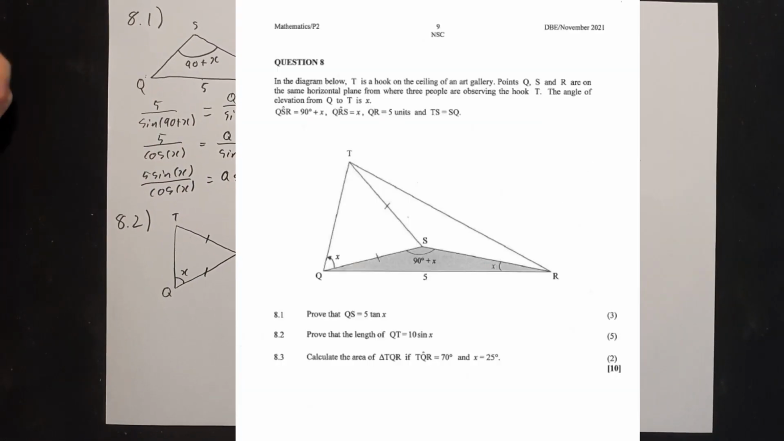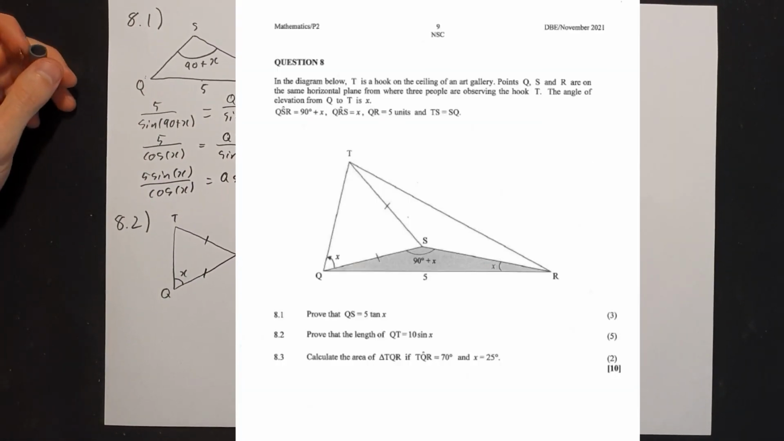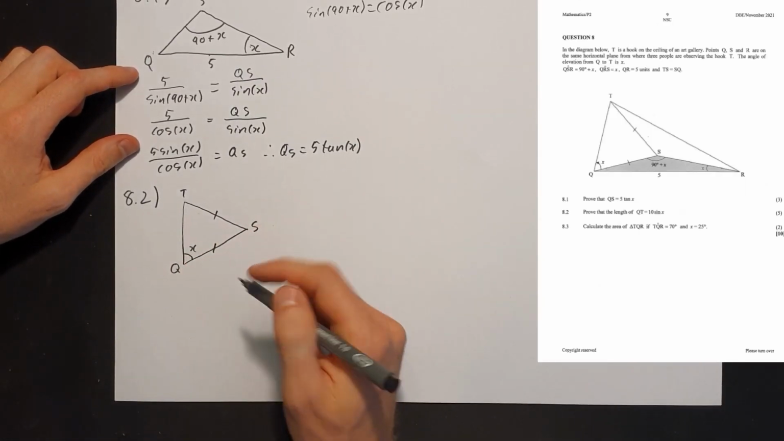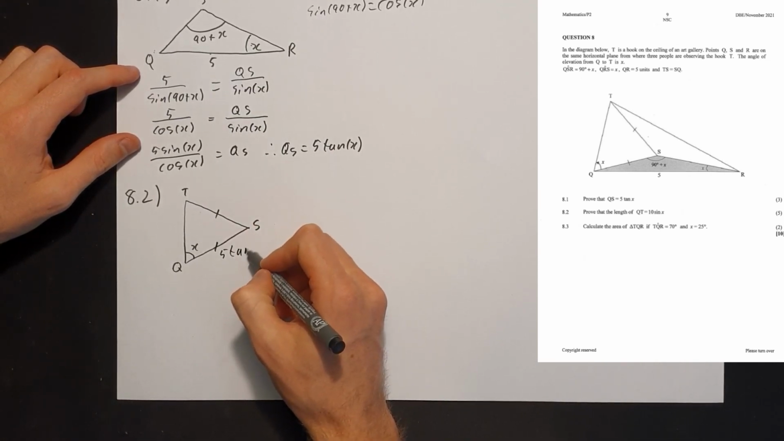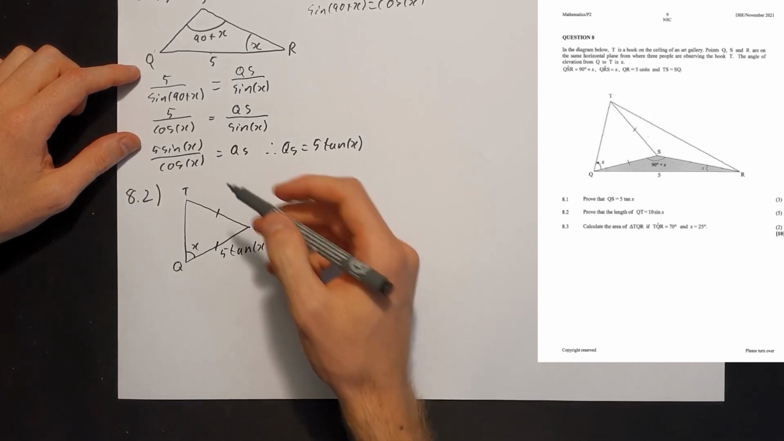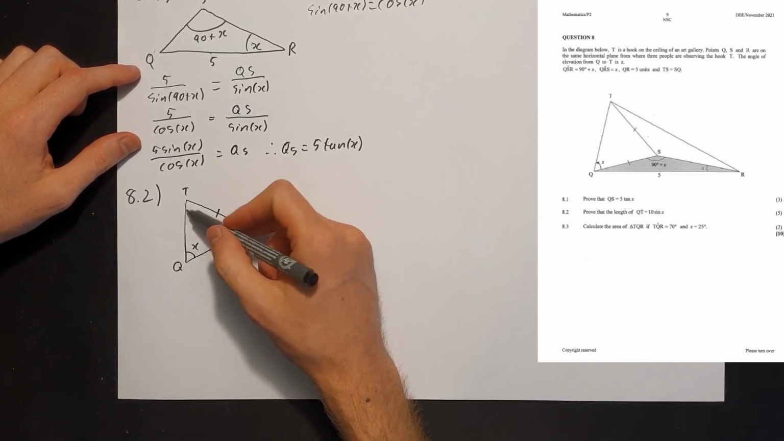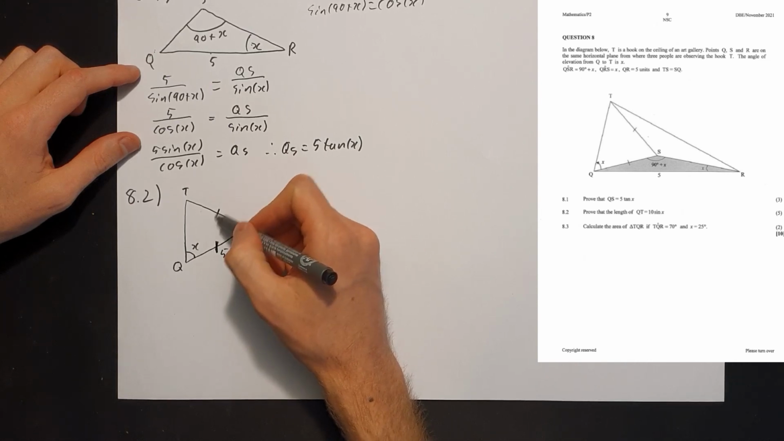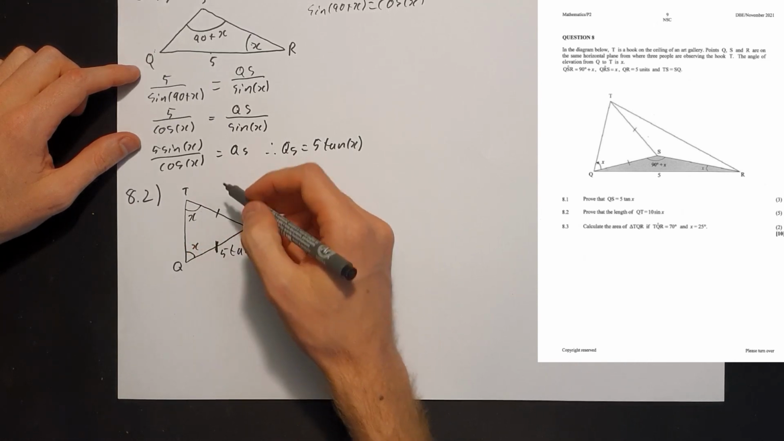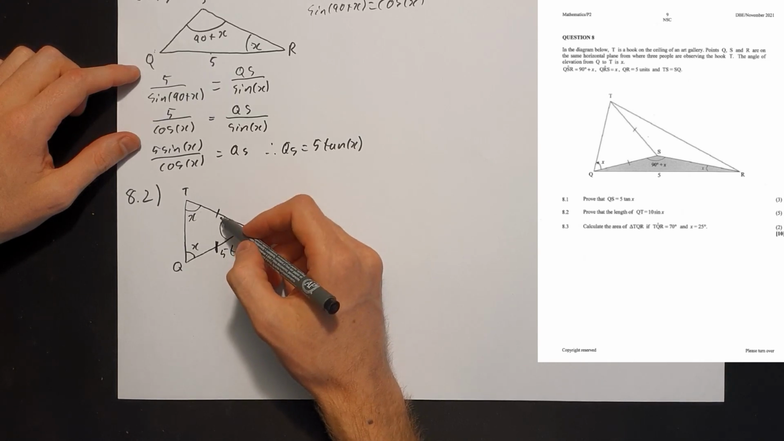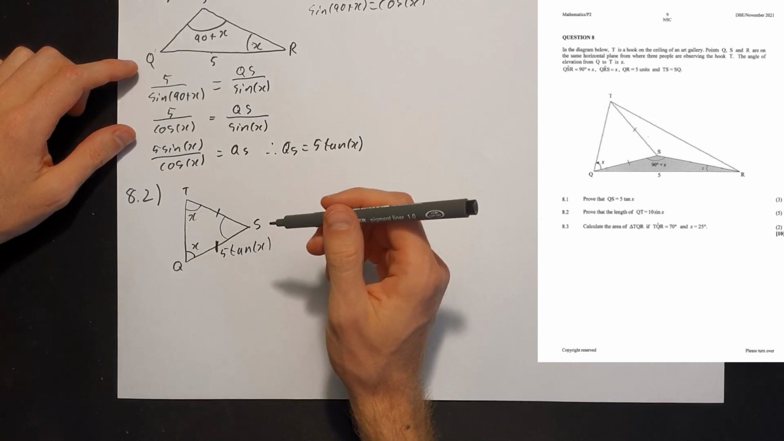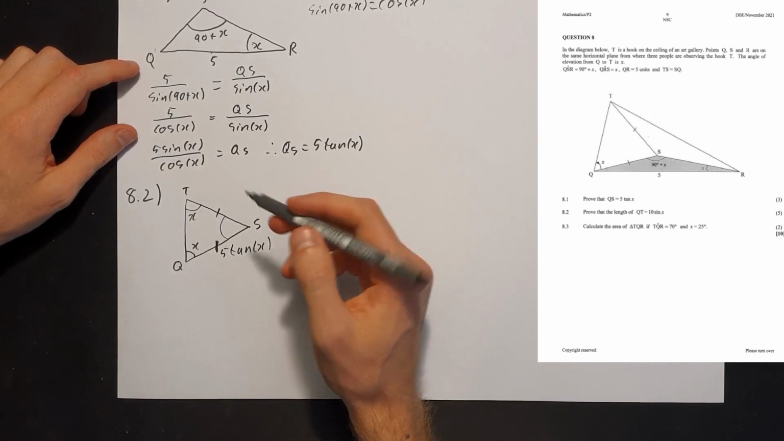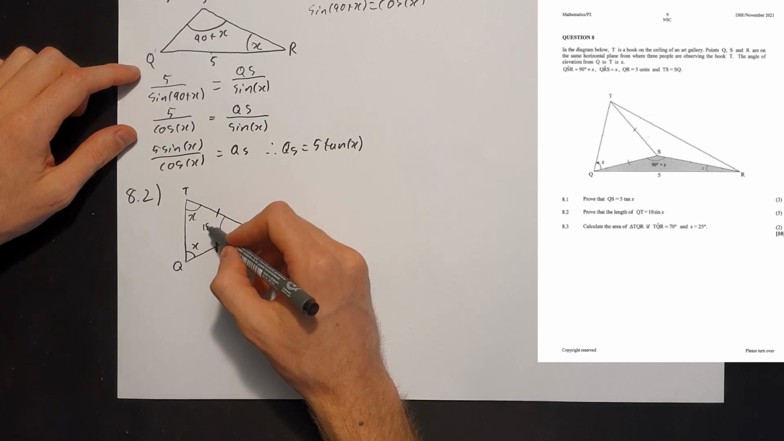Now 8.2 says prove that the length of QT equals 10 sine X. So QT, if we look at this triangle over here, we've just found that QS is equal to 5 tan of X. We know that angles opposite equal sides are equal. They've told us that this side and this side are equal, so we know that this angle is equal to X. So therefore, as angles of a triangle add up to 180, here we have 180 minus 2x.